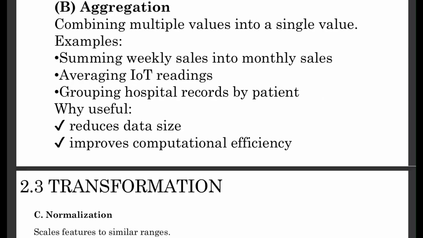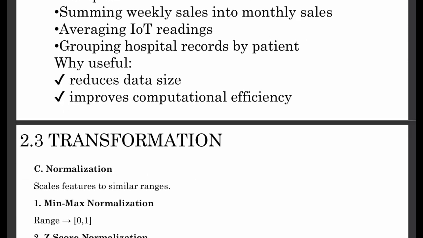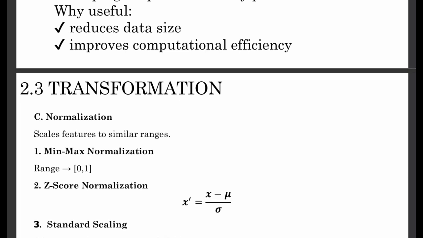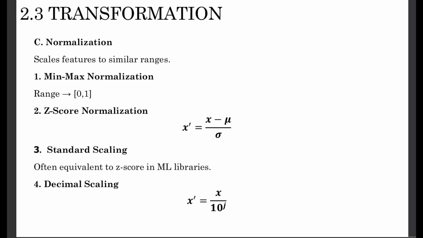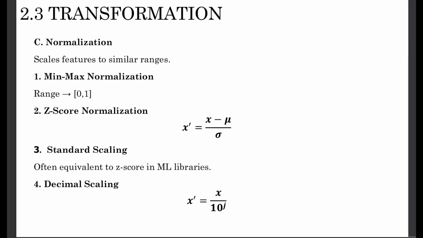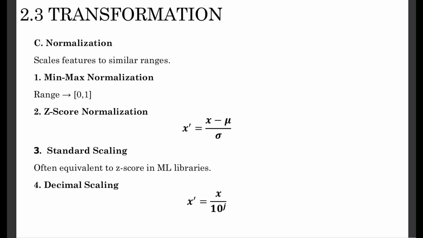Now, the third one is normalization. It is also the most important transformation technique for machine learning, which is also called scaling. Normalization scales numeric attributes to a common scale without distorting the relationships among values. It's applied when different features have different ranges or units. For example, age in years, glucose level in mg/dL, and income in rupees, all on completely different scales. Now, why is this required?